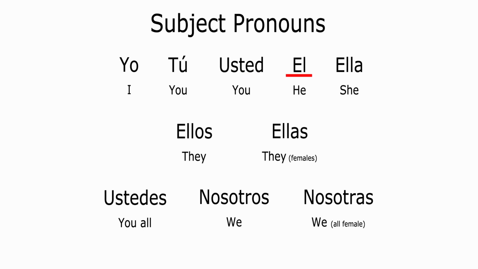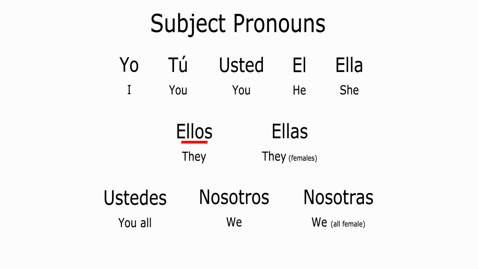In Spanish, él means he. You use it when you're talking about a man, a boy, or any male person. In Spanish, ella means she. You use it when you're talking about a girl, a woman, or any female person.